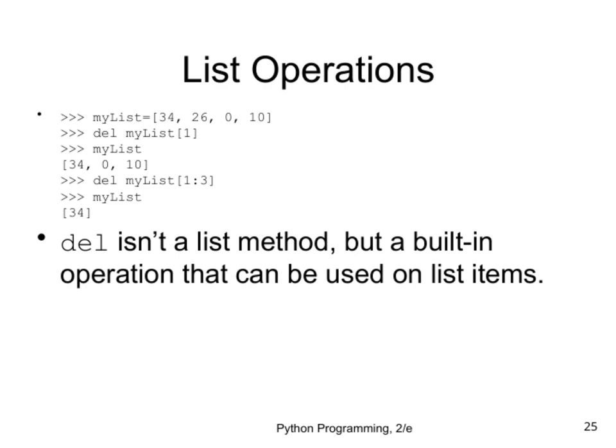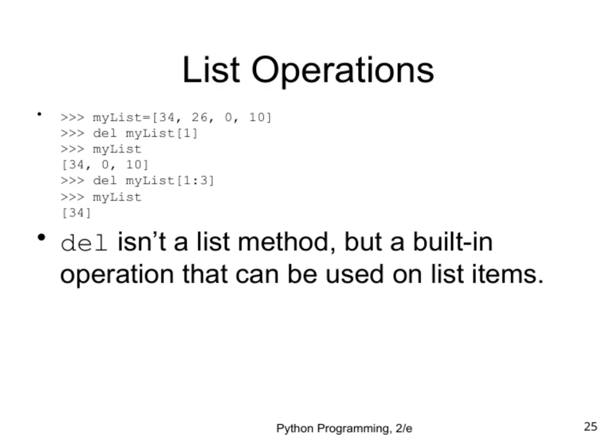Now, here's an important point. The del statement isn't a method of the list itself. Instead, it's a built-in Python operation that can be used to delete items from a list, or even slices of a list. Next, when we do del my_list[1:3], we're deleting the slice from index 1 up to, but not including, index 3. In this case, that means removing the elements at positions 1 and 2, which are 0 and 10. After this operation, only 34 remains in the list.